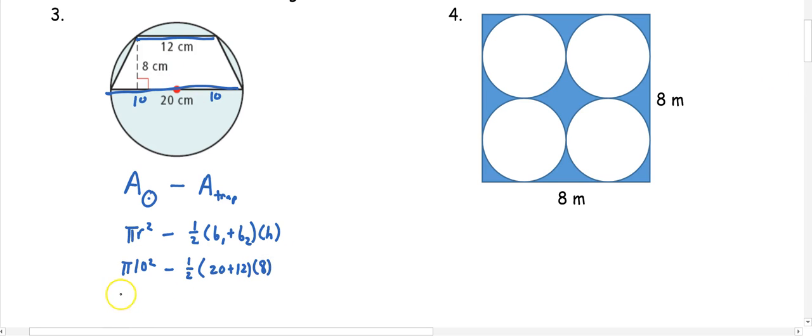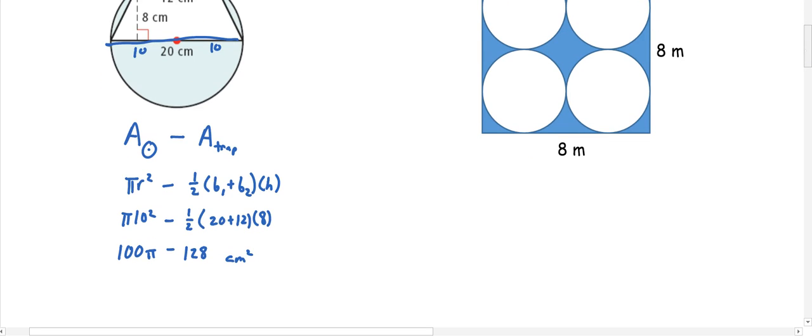So for the circle, we get 100 pi minus, and when I multiply out the area of the trapezoid, 1/2 times 32 times 8 is 128 centimeters squared. That would be our exact answer. If we want to approximate, we can put that in the calculator, and our approximate would be 186.16 centimeters squared.